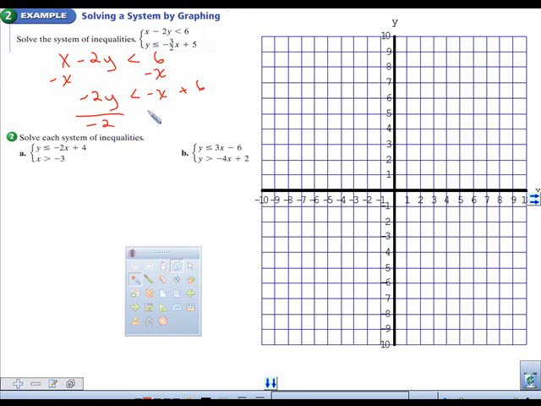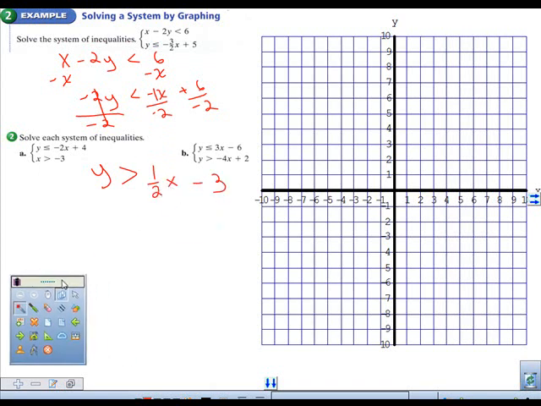Divide by negative 2 on everything, because we need y by itself. So then you'll get y is less than, no, you have to flip the arrow, because you're dividing by a negative. So y is greater than, pretend there's a 1 in front of the x, so that'll be positive 1 over 2 x minus 3. So we're going to graph this equation right here, okay?